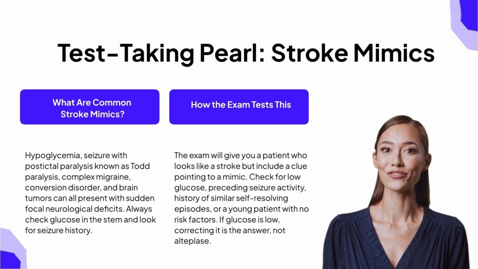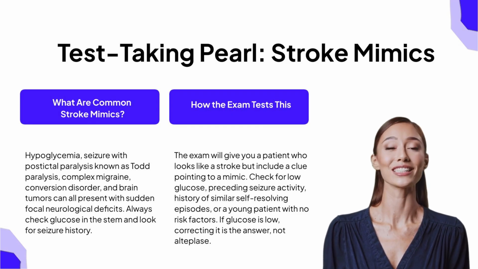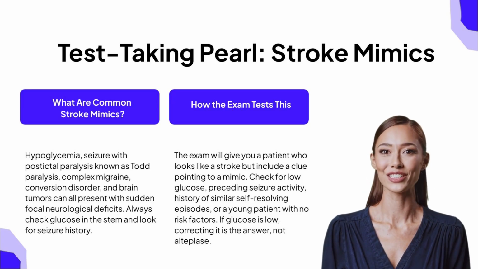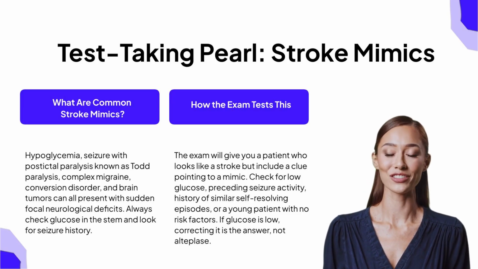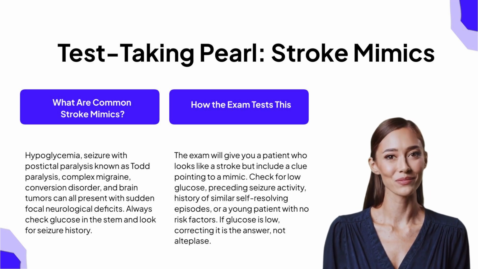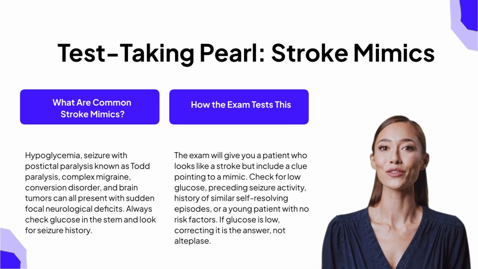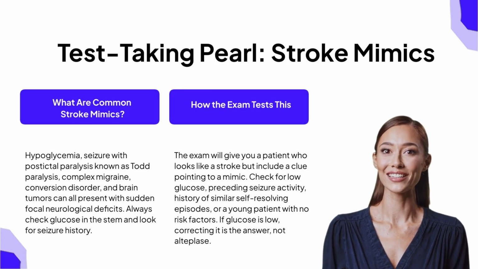Stroke mimics are a favorite board question topic. The exam will present a patient who looks like they are having a stroke, but there is one subtle clue that tells you it is something else. The most commonly tested mimic is hypoglycemia. If the stem mentions low blood sugar or diabetes with missed meals, check glucose before doing anything else.